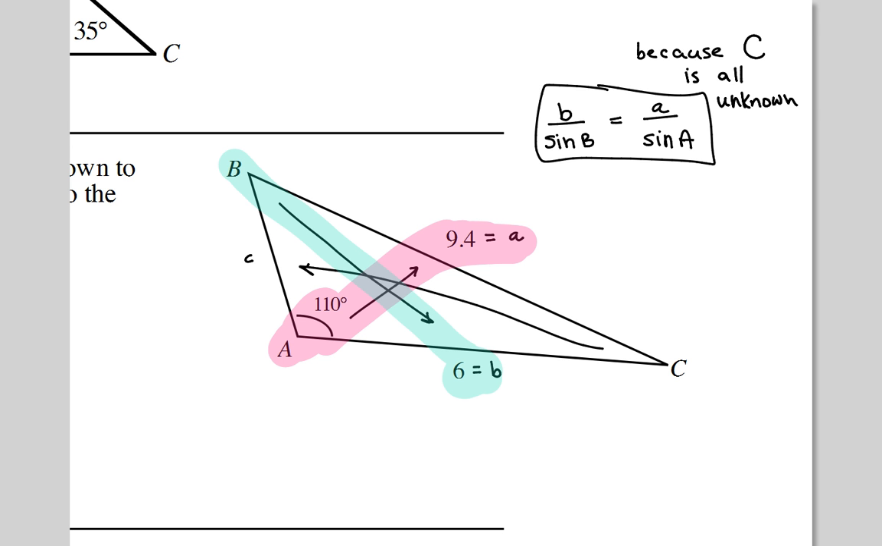Now for this fraction equals fraction, to solve stuff like this, you always just cross multiply. You have to know 3 of the 4 to get the missing. So what 3 do we know? Little b is 6. Sine B is unknown. Little a is 9.4, and you have sine 110. Any questions so far?